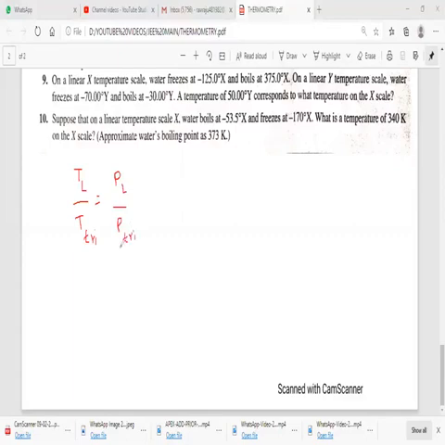Now, at the same time, you can write the same equation for the right one also. Temperature on the right side by temperature of the triple point is equal to pressure on the right side bulb by pressure at the triple point temperature. If these two relations are considered, I will just calculate from this equation what is TL.